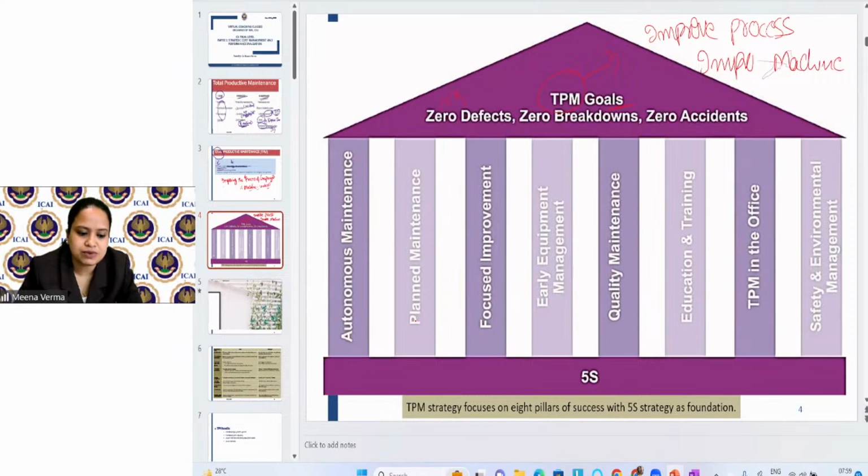So what is the aim? Zero defect. We get the zero defect if it is just-in-time system, lean system, it is possible to achieve zero defect. Zero breakdown is possible if you maintain the machine.